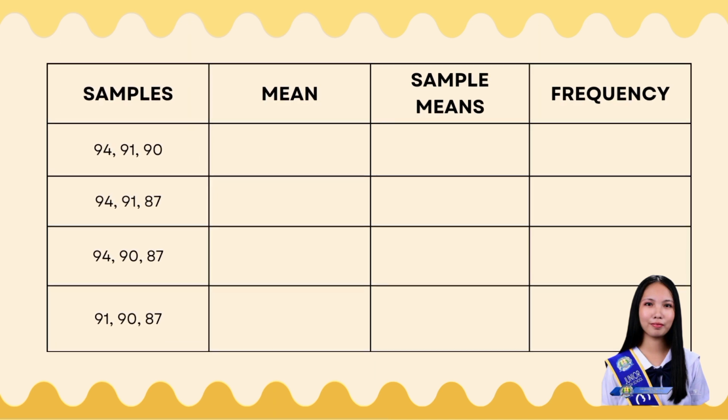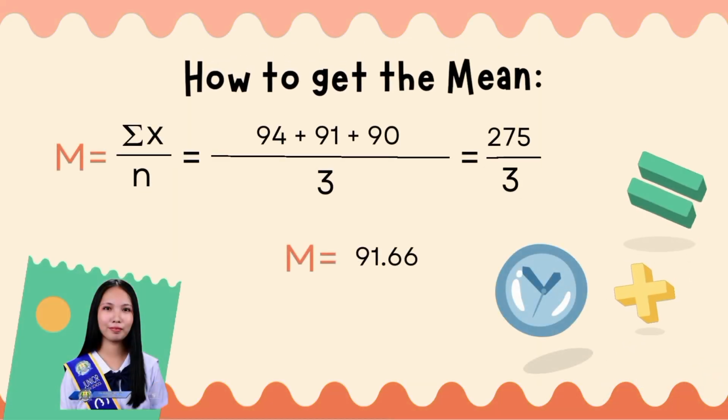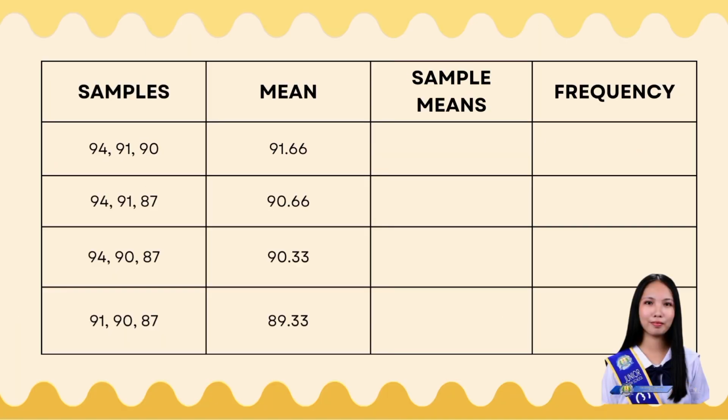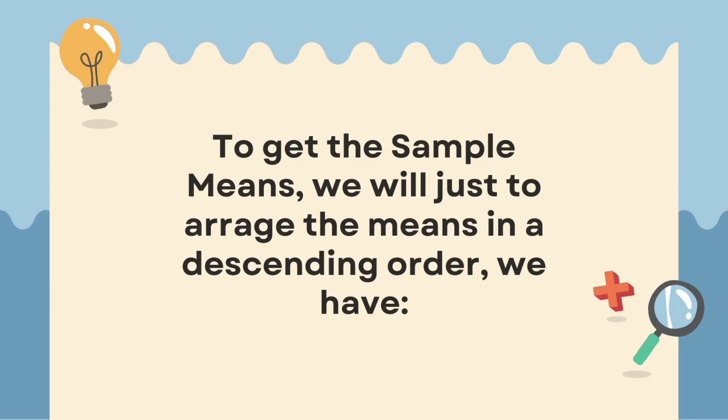Let's try it with the first sample. 94 plus 91 plus 90 is equal to 275. Then 275 divided by 3 is equal to 91.66. So we have the mean of 91.66. We will do the same to the other samples. Now we have the means of 91.66, 90.66, 90.33, and 89.33.